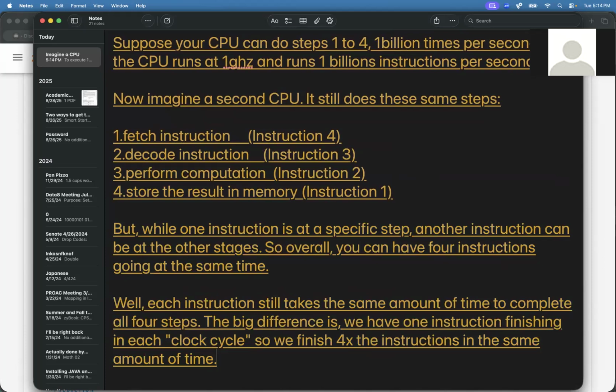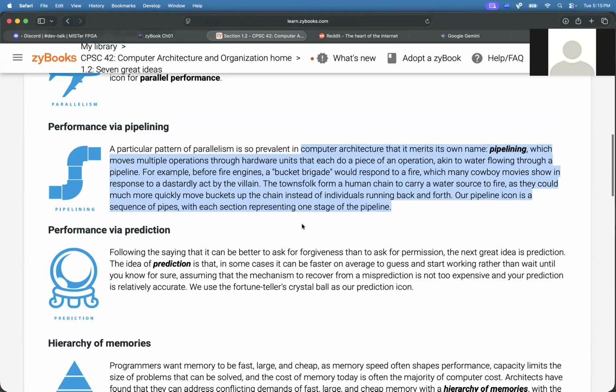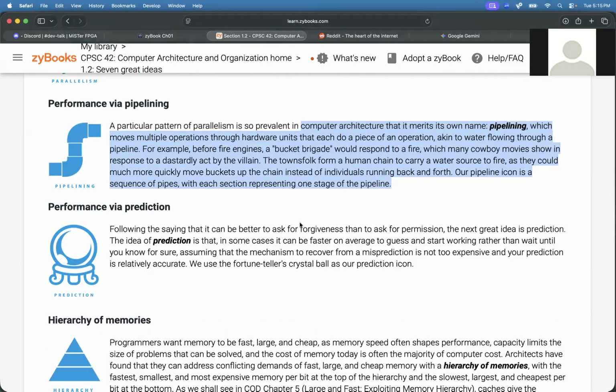So that process is called pipelining. And so it'll say it here: a particular pattern of parallelism so prevalent in computer architecture that it has its own name, pipelining, which moves multiple operations through hardware units that each do a piece of the operation, right? So one instruction still takes the same amount of time, but because all the pieces can be used at the same time, on average you get a lot more computations done per unit of time. So basically, every processor is pipelined. This did not used to be the case.